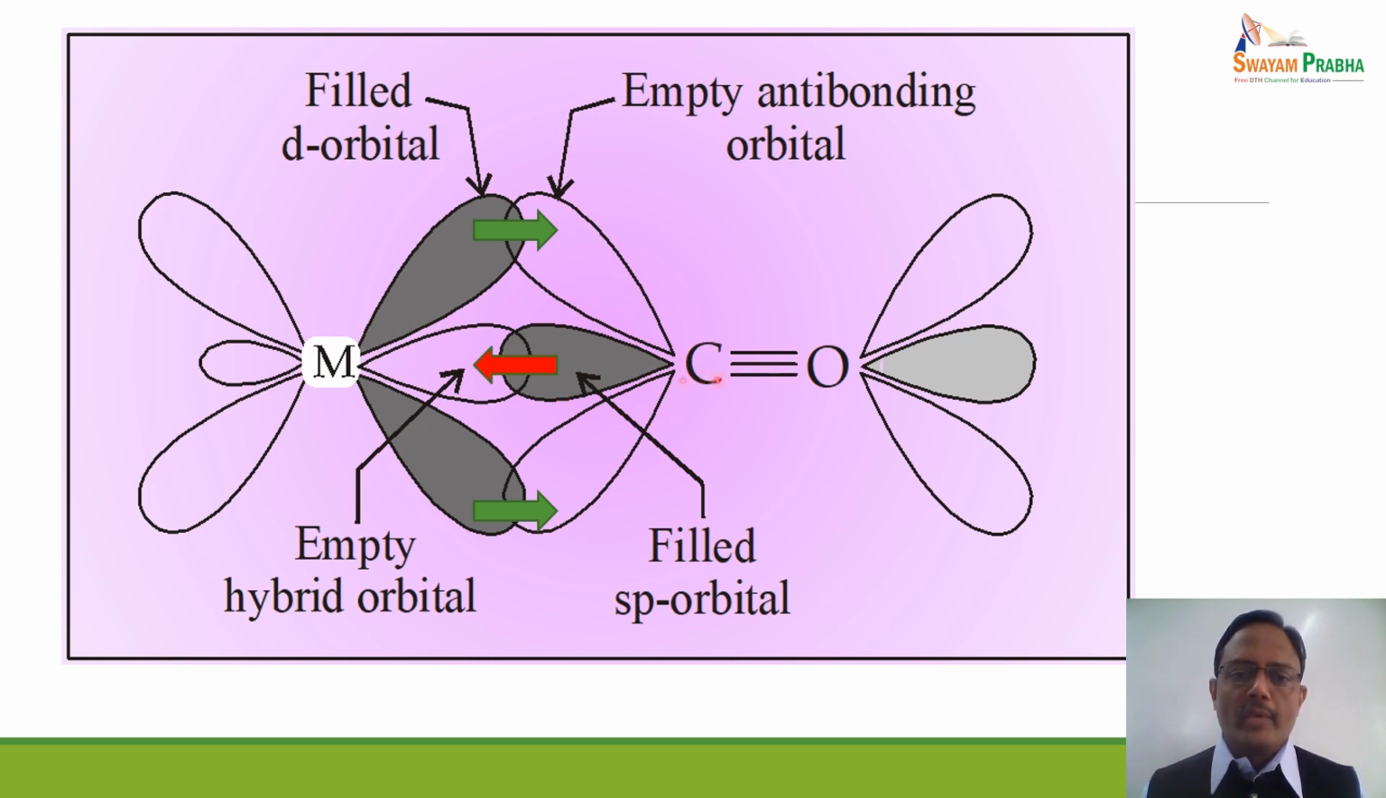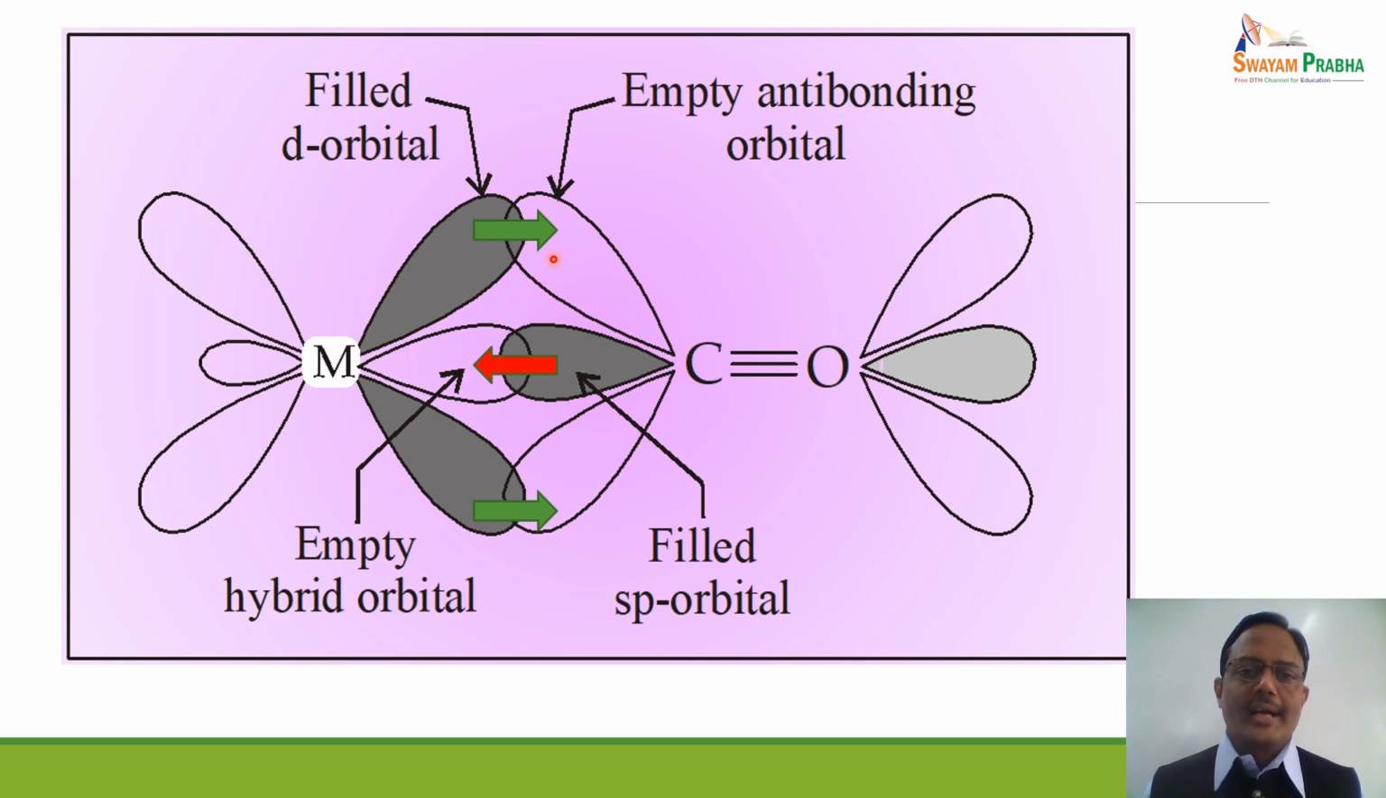At the same time, we are having a sigma bonding between the sp orbital of the carbonyl molecule, which is a filled orbital, and along with that it is overlapping on the empty hybrid orbital of the metal, thereby donating the electron pairs to the metal, whereas at the same time the filled d orbital of the metal overlaps with the empty anti-bonding orbital of the carbonyl molecule, and it accepts the electrons from the metal.